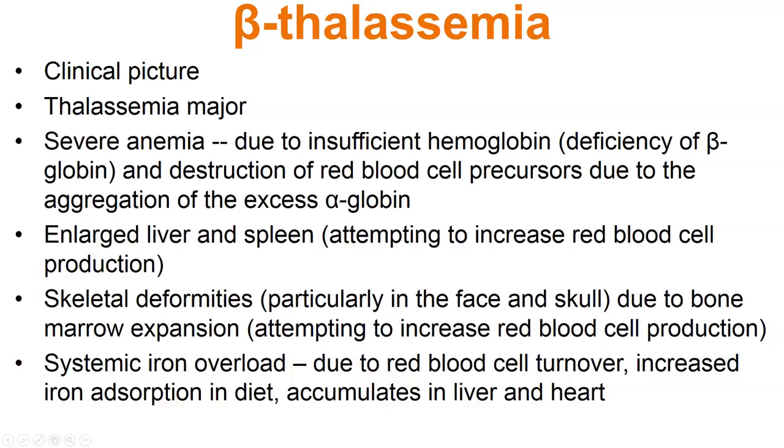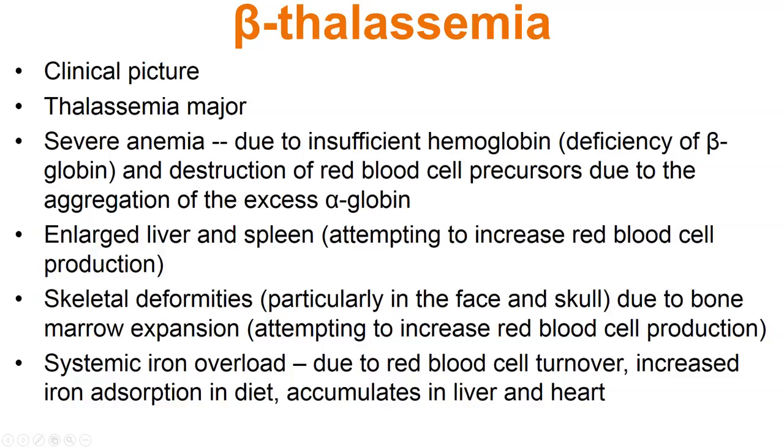Another thing that you'll see in untreated beta thalassemia major is skeletal deformities, very, very common. Particularly noticeable skeletal deformities will be seen in the face and the skull. I'll give you an example of a picture in a second, but you can type this into Google Images and find some more pictures as well. And this is the expansion of bone marrow. Once again, the body's reacting. It's saying, okay, we've got a severe anemia here. We need to increase the amount of red blood cells we're producing. Unfortunately, that's not going to solve the problem, but that's what's going on and causing those symptoms.